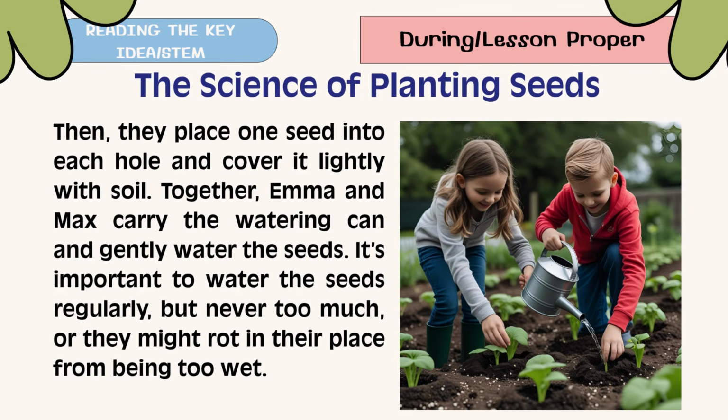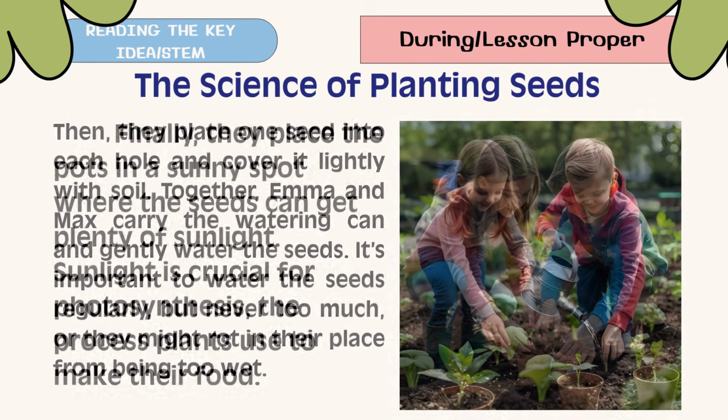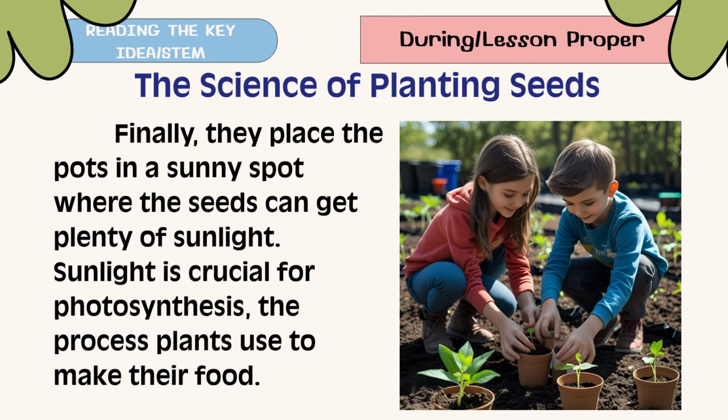It's important to water the seeds regularly, but never too much, or they might rot in their place from being too wet. Finally, they place the pots in a sunny spot where the seeds can get plenty of sunlight. Sunlight is crucial for photosynthesis, the process plants use to make their food.